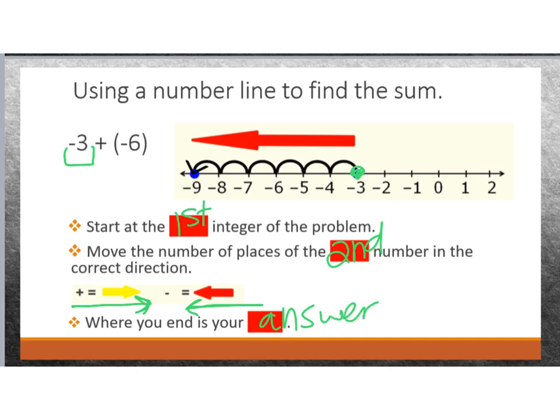So we started at -3, and then since the second number is -6, a negative, we're going to move in the negative direction 6 spaces. So 1, 2, 3, 4, 5, 6, which makes us land on our answer, which is -9.